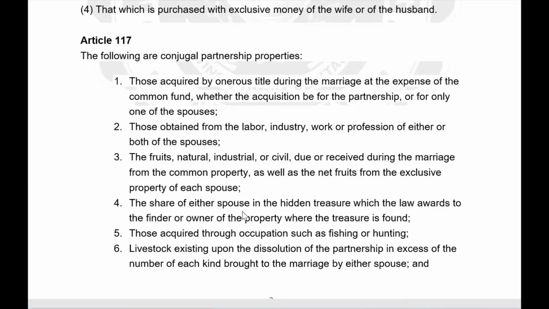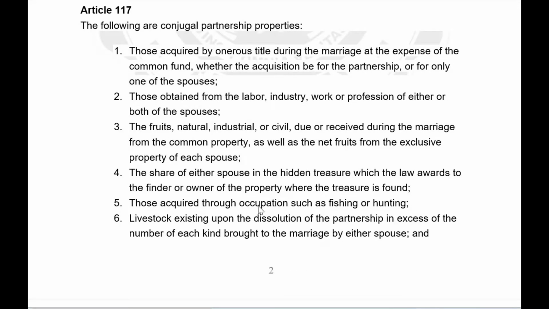So the share of the spouse in the hidden treasure, which the law awards to the finder or owner, where the treasure is found, so maging conjugal siya. Those acquired through occupation, such as fishing or hunting. So, conjugal yon.